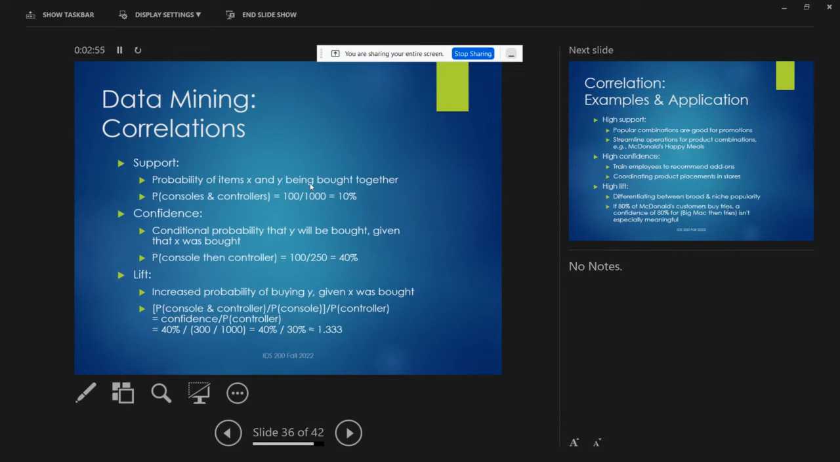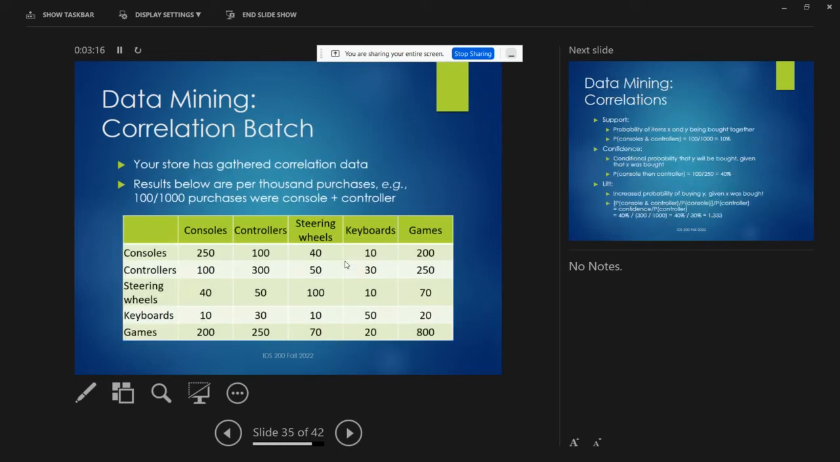Second thing, confidence. Confidence is a conditional probability, right? So what is the probability that Y will be bought given that X was bought? For example, the probability of buying a controller given a console. Given that someone has bought a console, what's the probability that they also buy a controller? It is 100 out of 250, or 40%, right?